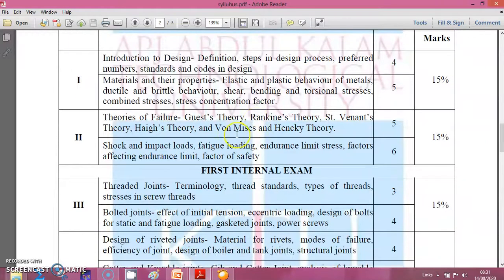And in the second module, we are having this topic, theories of failure. 5 theories of failures are there, you will see that. Then we have this topic, shock and impact loads, fatigue loading, endurance limit stress, factors affecting this endurance limit, and factor of safety. And some of the terms you are already familiar with, but you will see this in detail in this subject.